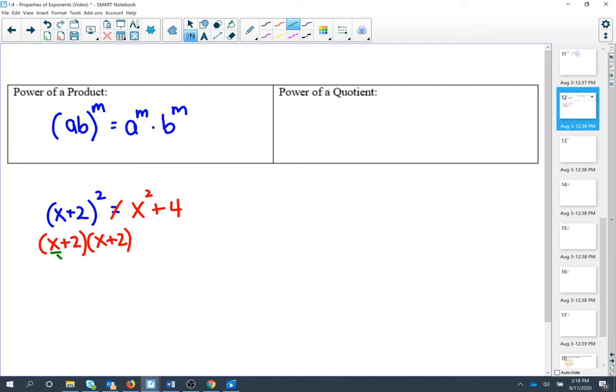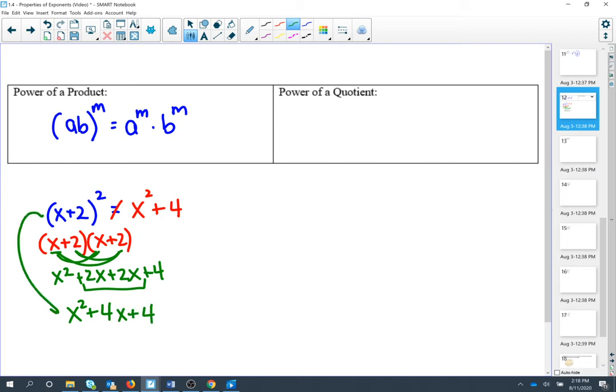So we would take x times x, which is x squared. We would take x times 2, which is 2x. We would take 2 times x, which is 2x. And we would take 2 times 2, which is 4. Then we would combine like terms, the 2x and the 2x, and we would get x squared plus 4x plus 4. So this actually equals this and not this. So you cannot distribute the squared to the x and the 2.